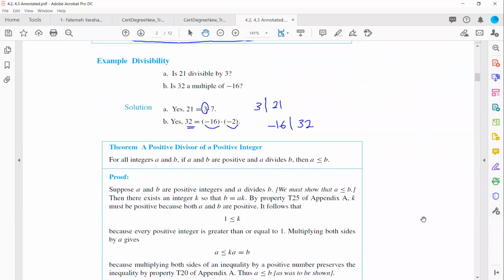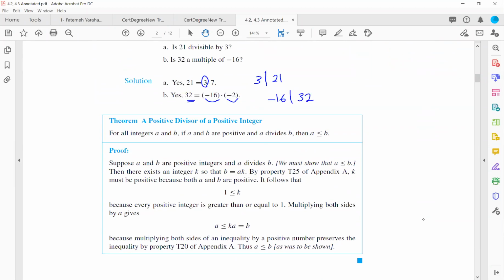Very well. Theorem, a positive divisor of a positive integer. For all integers a and b, if a and b are both positive integers and a divides b, then for sure you can say that a is less than or equal to b. Let us try to prove it. Okay, a and b are positive integers. We also know that a divides b. So we have two facts to work with. a divides b. What's the meaning of that?